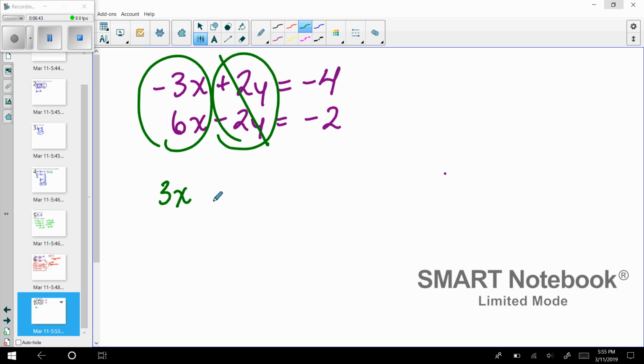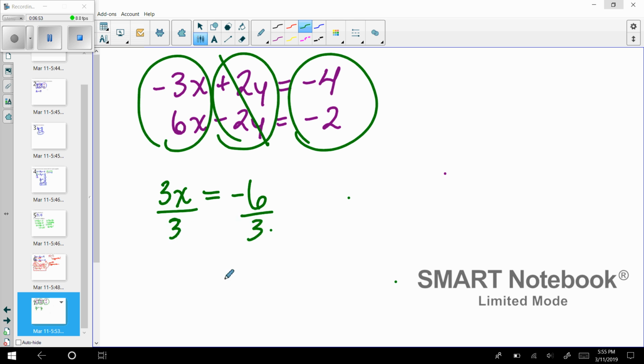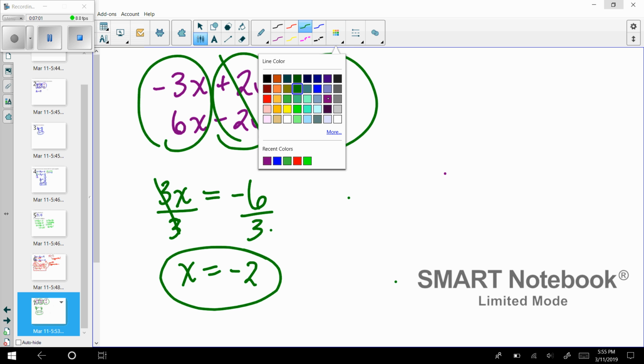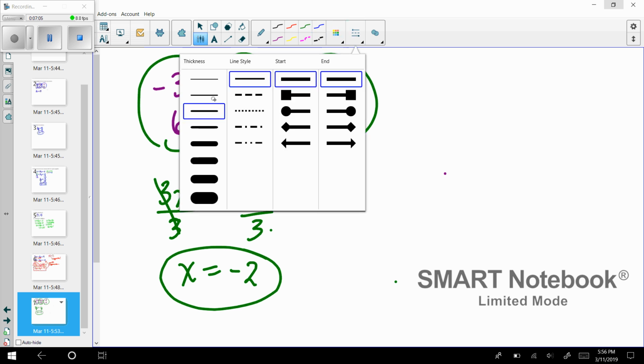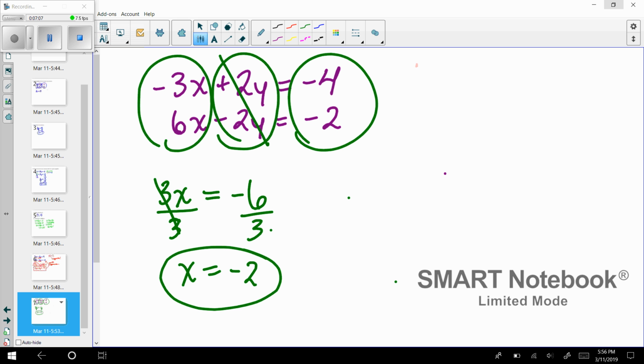These here, 2y and -2y, cancel each other out. -4 and -2 is -6. Divide by 3 because we know that I just need to keep solving as I would for the variable. And x is equal to -2. So now let's pick an equation to substitute back into. What do I want to do? All right, so let's do 6x.